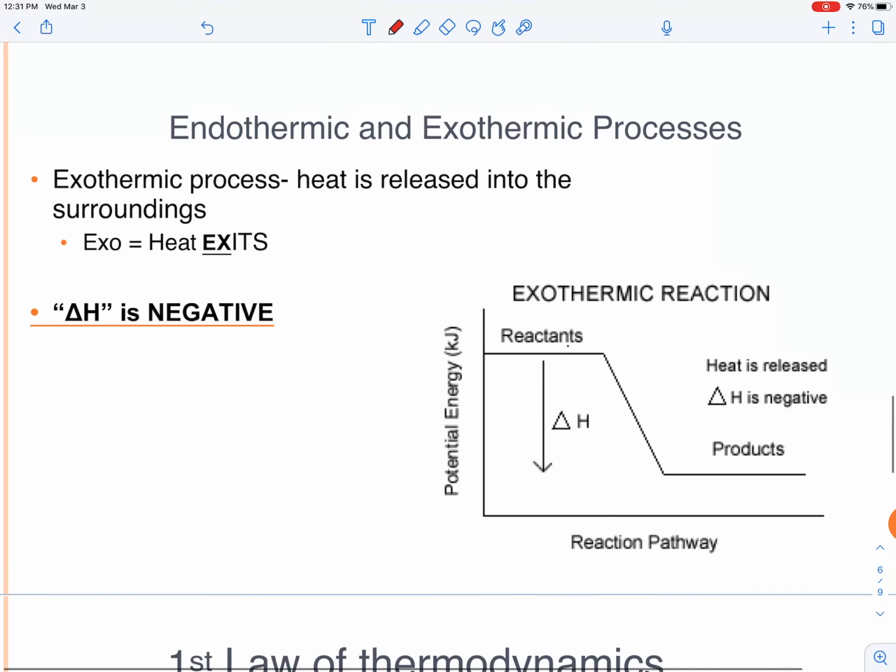The exothermic reaction is the opposite. Heat is being released. So the change in energy is going to be negative. Right? We have a negative delta H, which means that we started with a certain amount of energy, but we lost some of that energy. And so our final product has less energy than what we started with. Okay? And that would be an exothermic process.